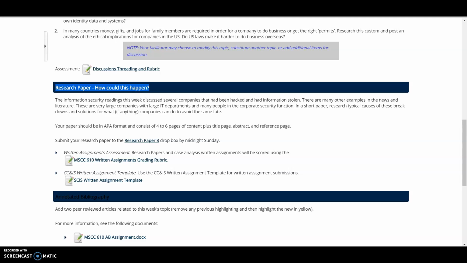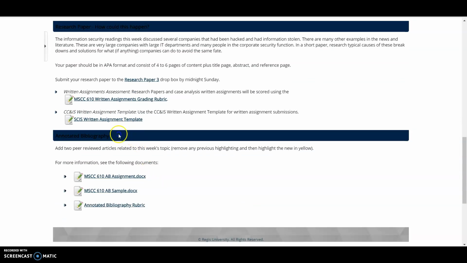avoid the same fate. Your paper should be in APA format and consist of 4 to 6 pages of content, plus title page, abstract, and reference page. Submit your research paper to Research Paper 3 Dropbox by midnight Sunday night. Again, we have the grading rubric, and you always have an assignment template to go by.